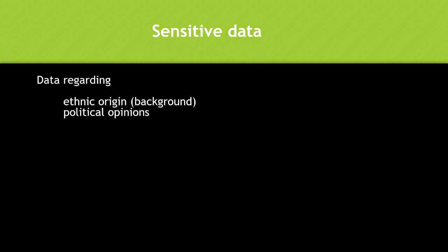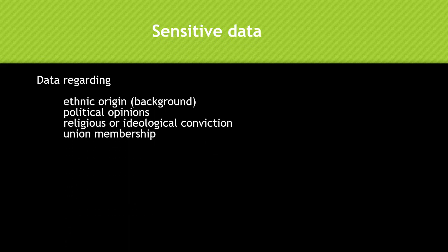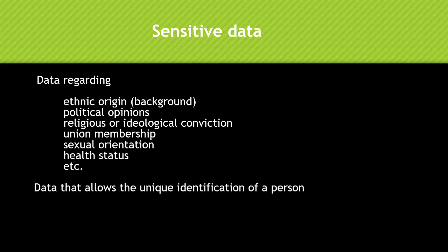Sensitive data is a special form of personal data. It includes, for example, information on ethnic origin or background, political opinion, religious or ideological conviction, union membership, or on sexual orientation or health status. But sensitive data also includes information that enables clear identification, such as genetic or biometric data.